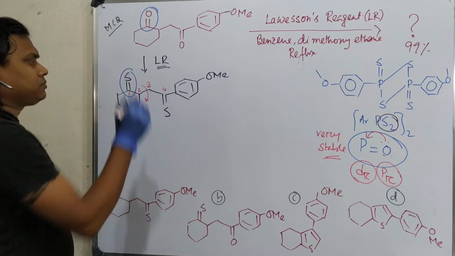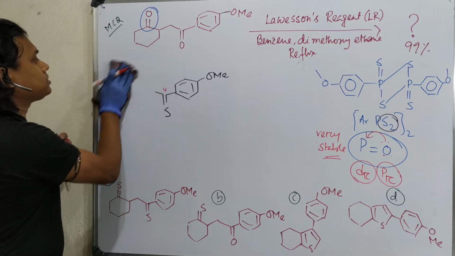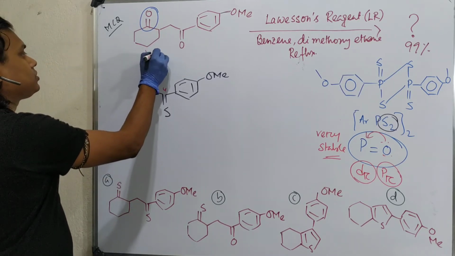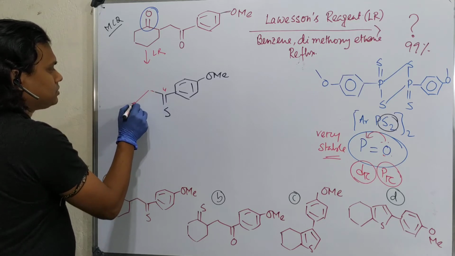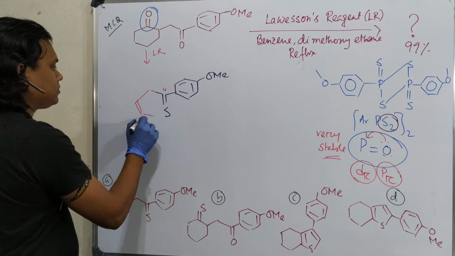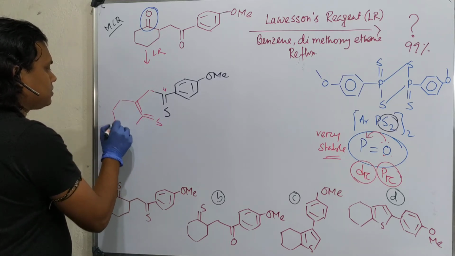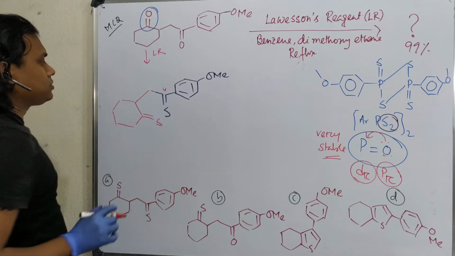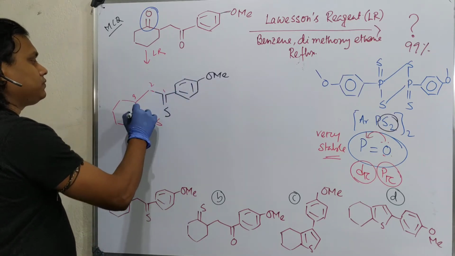And by the way, you can think that they are opposite, so how will they react? This bond rotation is possible. So what can happen? Just rotate this. So this is just rotated, and still this is 1, 2, 3, 4.